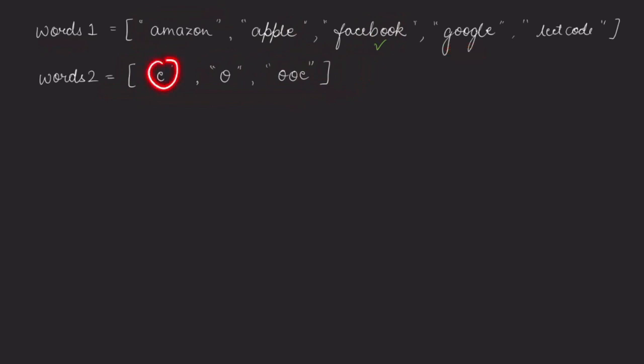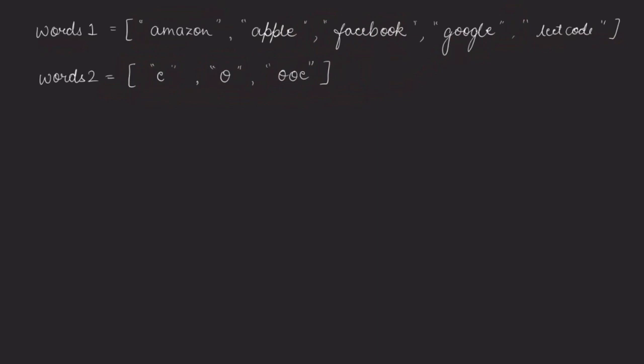Then we have Google. So is E present in Google? Yes. Is O present in Google? Yes. Is O present two times in Google? Yes. Is E present one time in Google? Yes. So it is at least one time, right? So all of these strings are a subset of Google. So this is also a universal string. Then if we check for Leetcode, is there at least one E present? Yes. Is there at least one O present? Yes. Are there at least two O's present? No. Right. So this is also not universal. So our answer is an array containing these two strings, which are the universal strings, and this we need to return. Right.